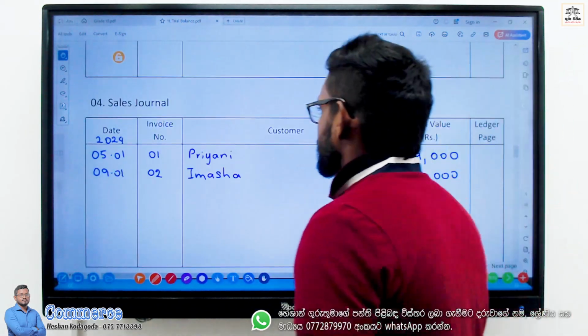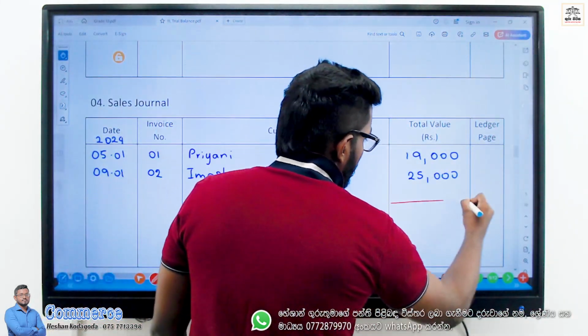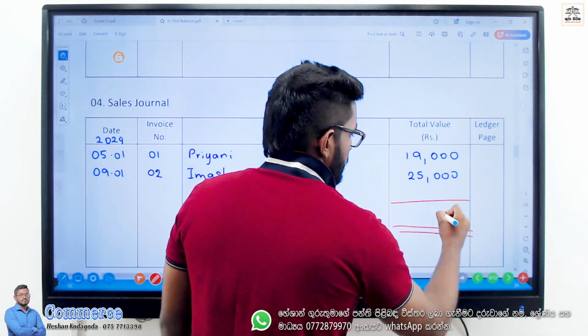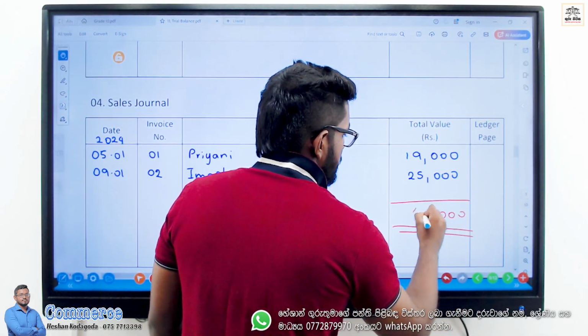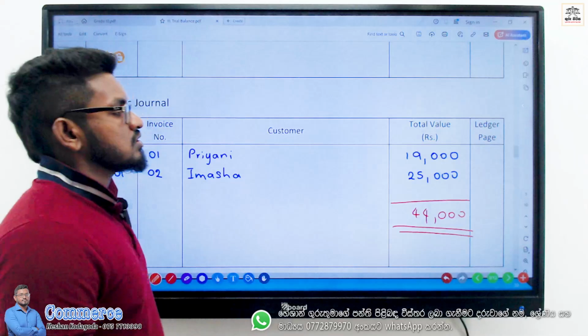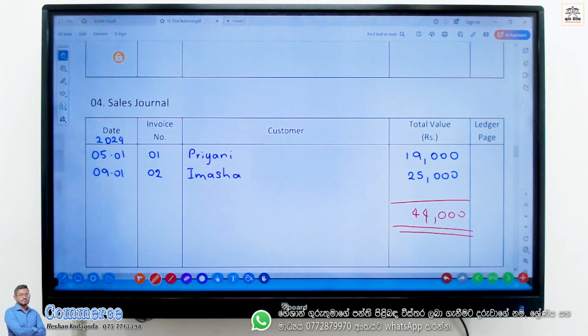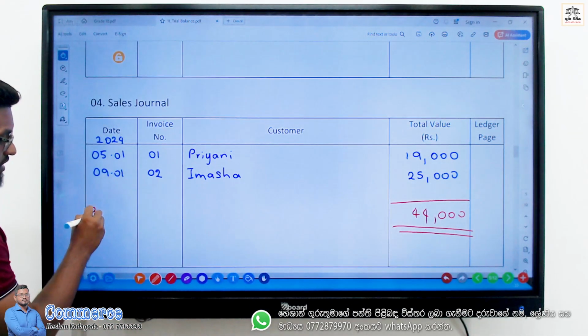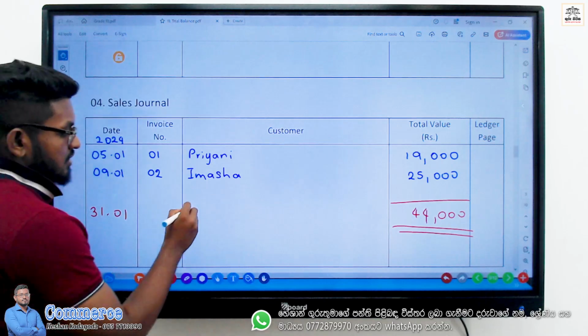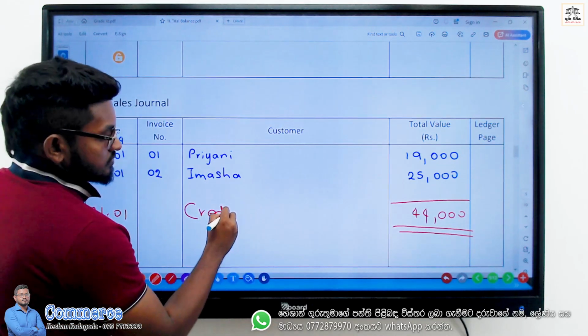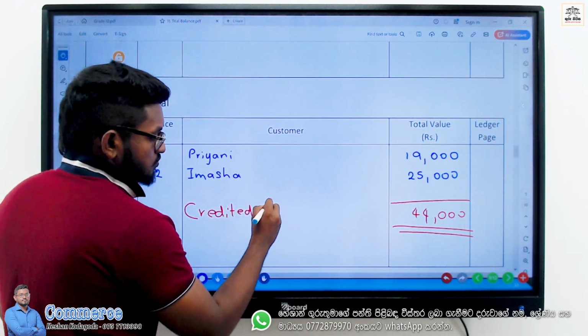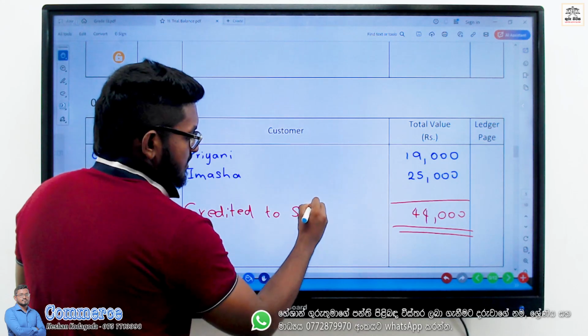So go to the sales journal. Get the total. How much? 44,000. It's also 44,000, right? 31st of January. What is the description? Credited to sales account. Credited to sales account, right?